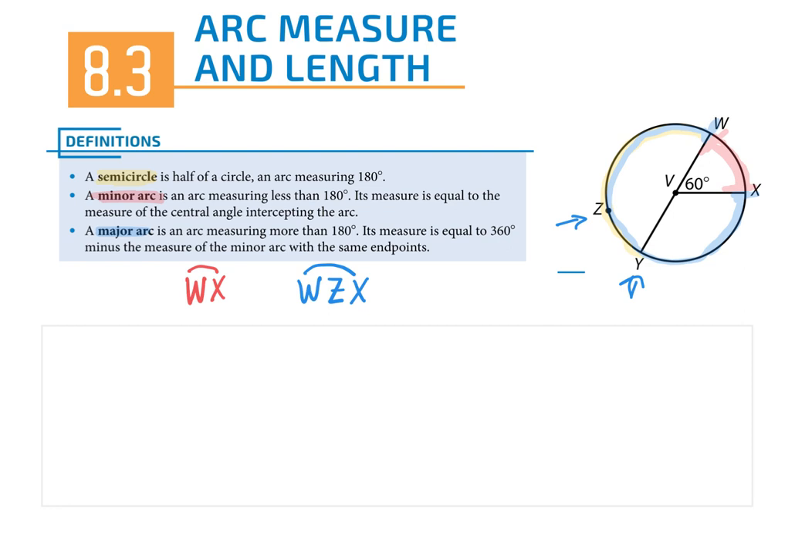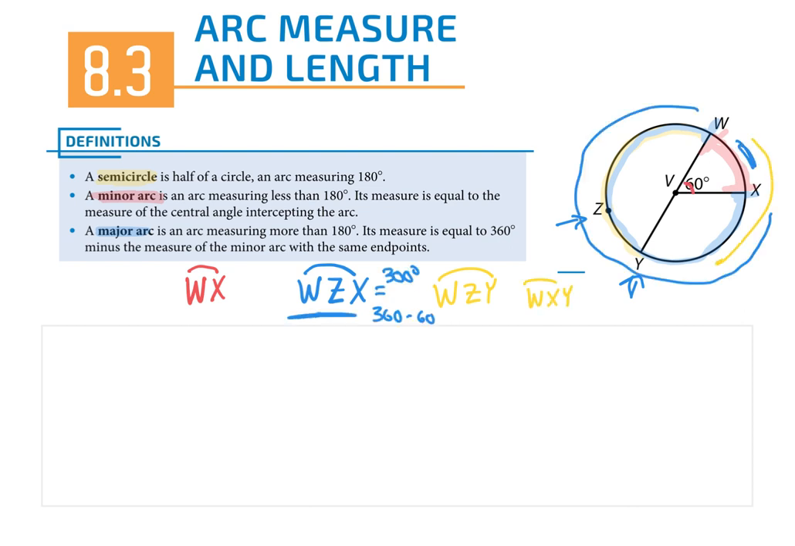If I wanted to list that semicircle, I would list 3 as well, because I need to know which side of the semicircle I'm talking about. So if I wanted to list the side that I highlighted there, WZY, that would be that semicircle. WXY would be the other half on this side.